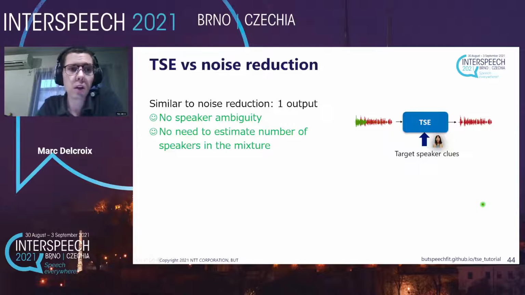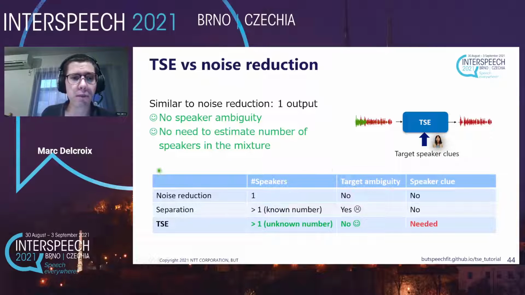We can also compare target speech extraction to noise reduction. And here, similar to noise reduction, there is only one output, which means that there is no speaker ambiguity. And also, we do not need to estimate the number of speakers in the mixture. So here we have a table that summarizes the properties of the different speech enhancement tasks. And we can see the target speaker extraction targets a mixture of more than one speaker with an unknown number of speakers. There is no target ambiguity at the output. And to realize that, we need to have some speaker clue.